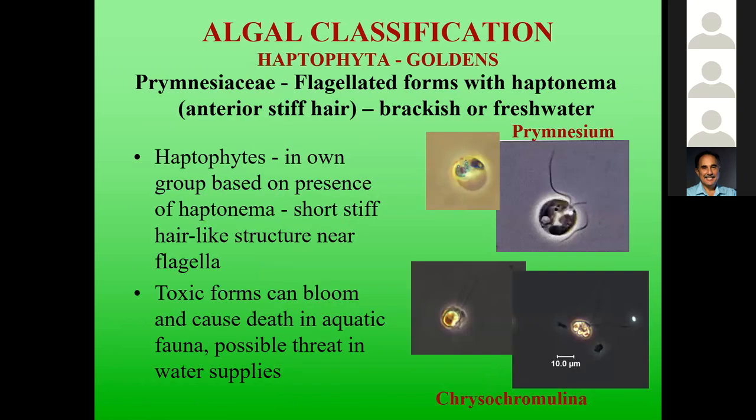The haptophytes, which go in this group, the Prymnesiaceae, that's the one you really want to know. Prymnesium and Chrysochromulina, because you can get toxins out of this. They mostly kill fish. They don't seem to be hazardous to people, but I haven't tried it myself. They have this short, stiff hair that sticks out. You can see there's a flagellum there, and the haptonema sticking out. Again, these aren't real common up north, but you do find them in the south.